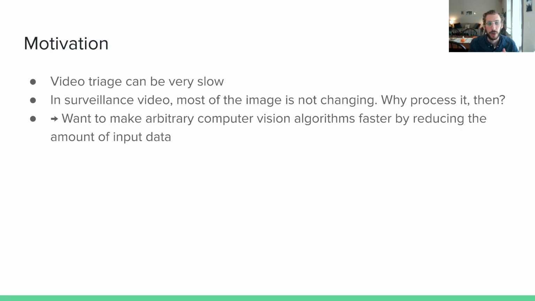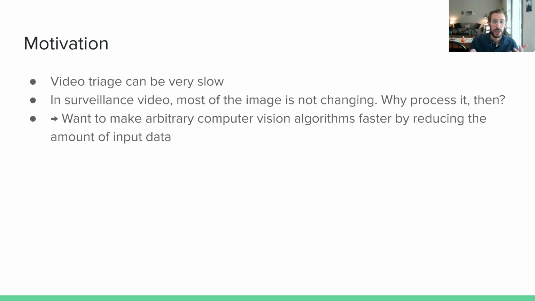be very, very slow, especially if you're running complicated, complex analysis algorithms. So in particular with surveillance video, most of the image is not changing over time, especially with stationary cameras. A lot of the image is going to be the same over long periods of time, and there are just going to be small regions that are actually moving and therefore providing new information.